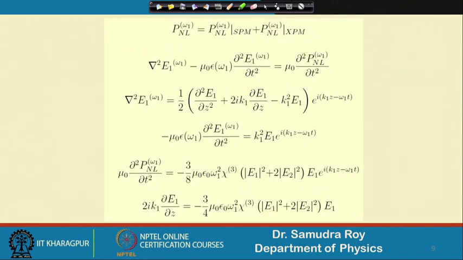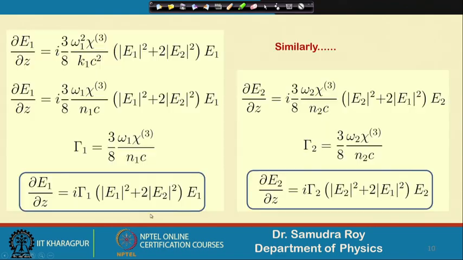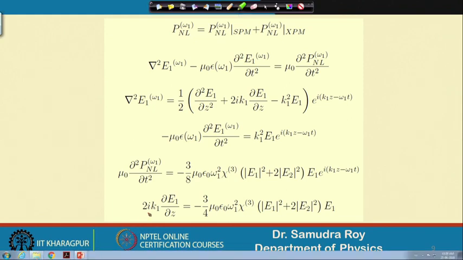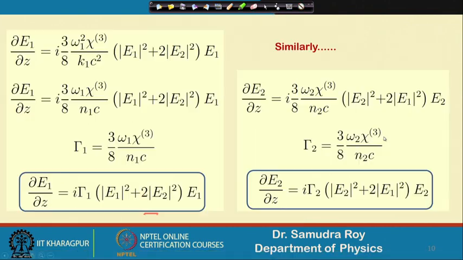So let me go back to here. We have 2i k1 dE1/dz and minus 3/4 and that quantity. So, if I write this 2 and k1 downstairs and mu0 epsilon0 like 1 by c square, and if I manipulate a few things, then we can readily find this expression. So, this is not a very new thing. This kind of thing we have done.